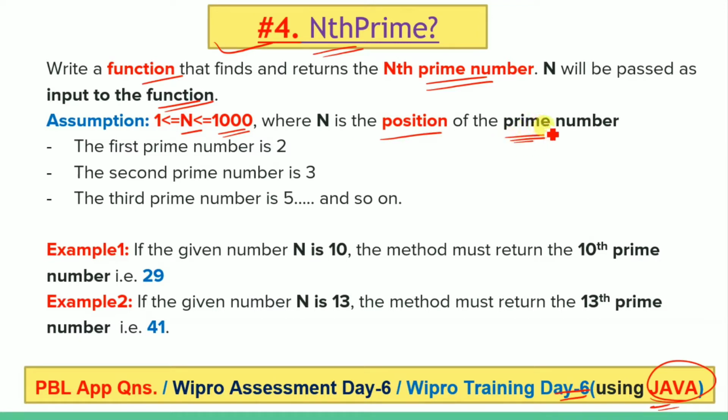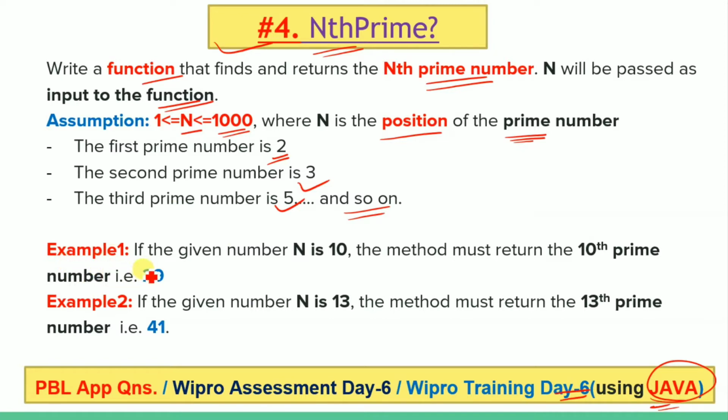We know that a prime number is a number which is only divisible by 1 and itself. So, the first prime number is 2, the second is 3, and similarly the third prime number is 5 and so on. Here are some of the examples given.